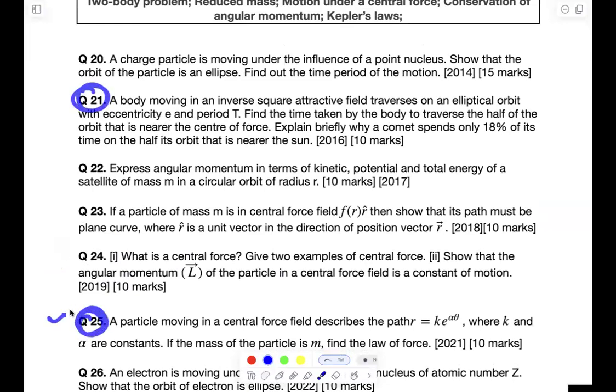Even if you have solved from any book, I'm telling you, if you have studied from any coaching, any book, anywhere, you must have solved these types of questions where r as a function of something is given and you have to find the force law, right?